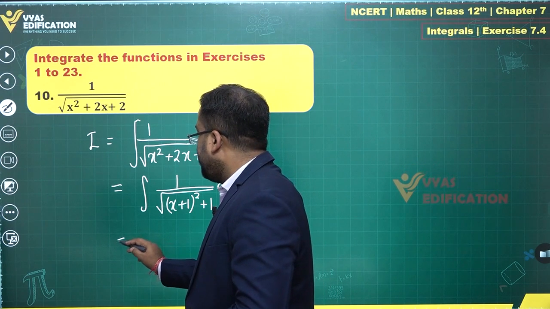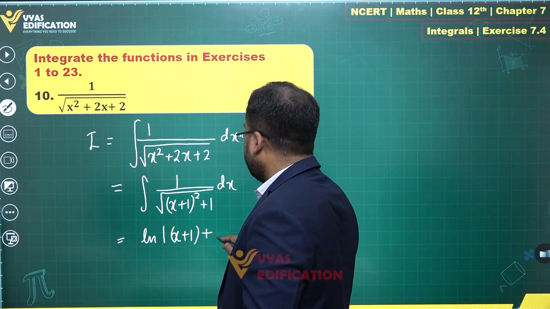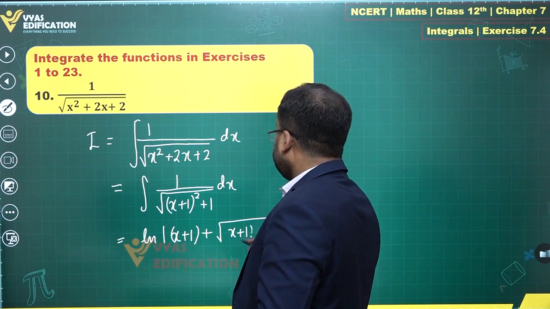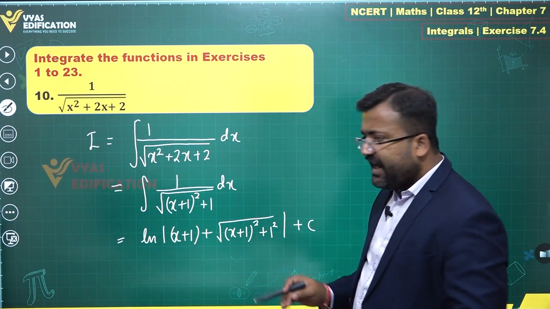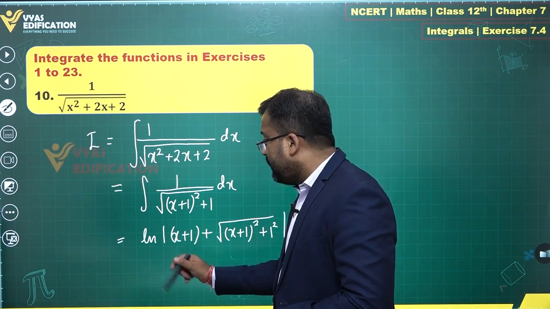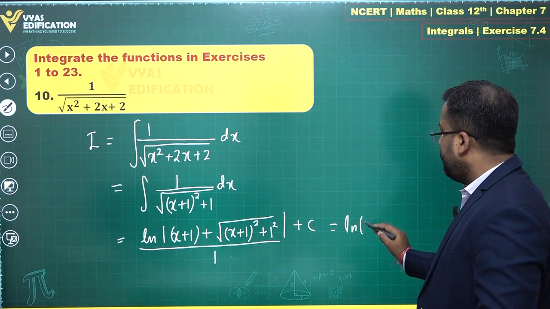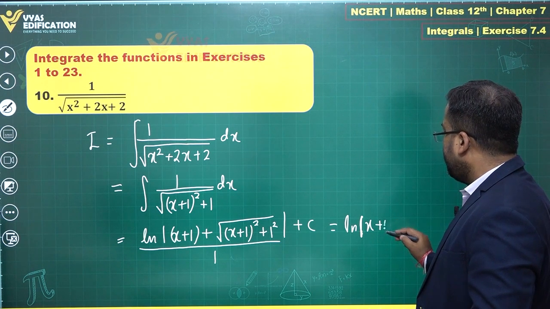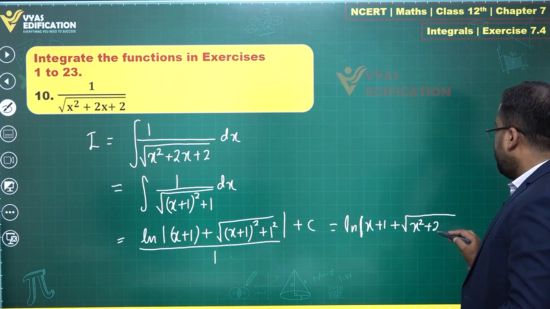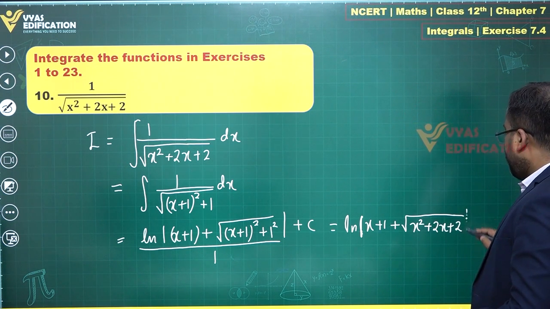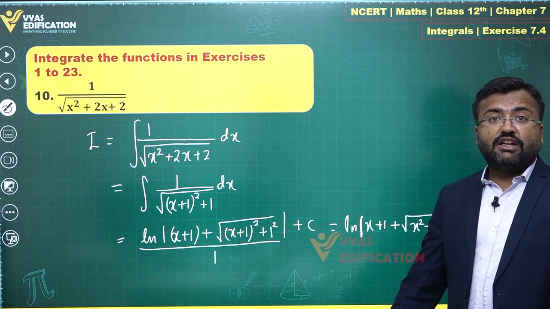And this can directly be written as ln mod, instead of x you have x plus 1 plus constant of integration. At the end you only need to divide by the coefficient of x, that is 1 over here, and division by 1 will not make any difference. This is equal to ln of modulus x plus 1 plus under root of, this becomes x square plus 2x plus 2 modulus plus constant of integration, and that is my required answer for this 10th question, as you can see over here.